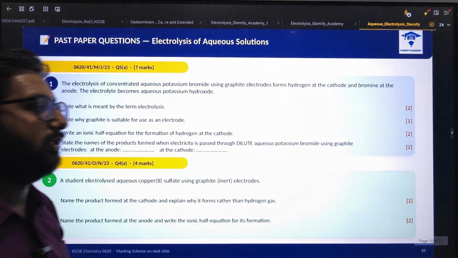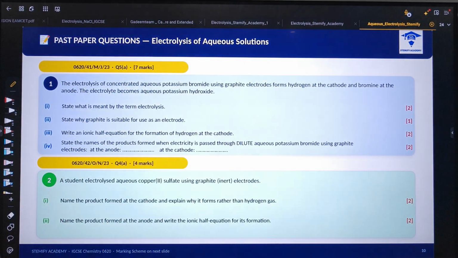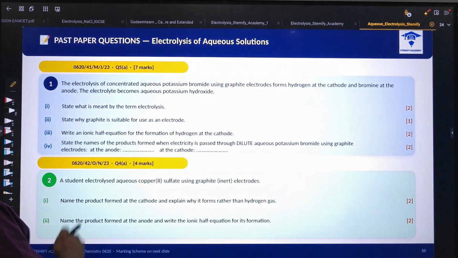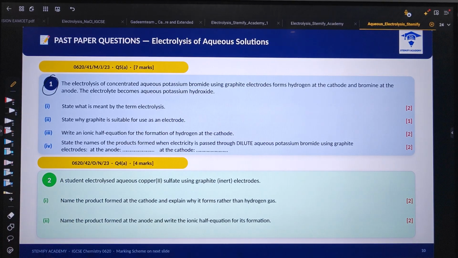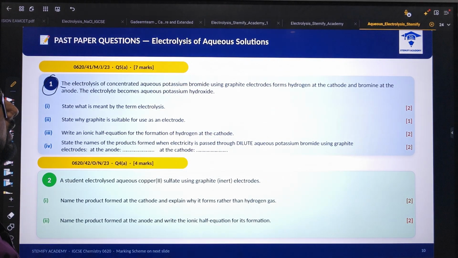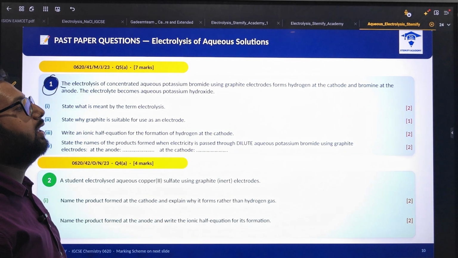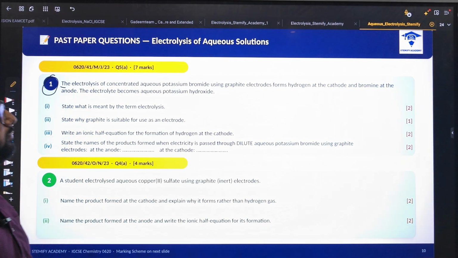Now it is past paper time. We have two questions here. Let us solve them quickly. The first question appeared in your May June 2023 paper. The question says the electrolysis of concentrated aqueous potassium bromide using graphite electrodes produces hydrogen at the cathode and bromine at the anode. The electrolyte becomes aqueous potassium hydroxide.